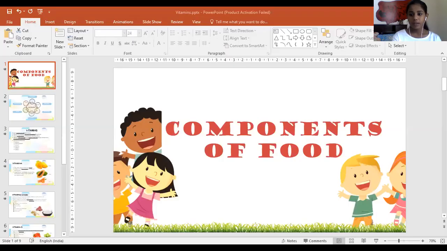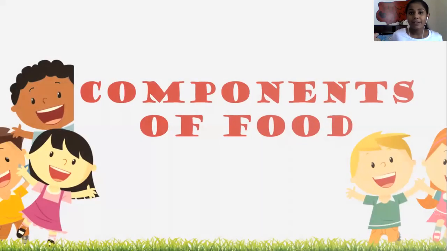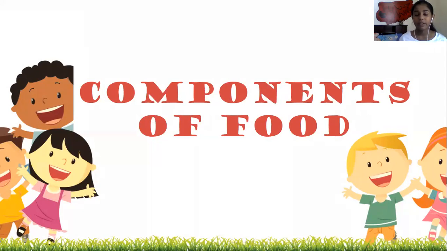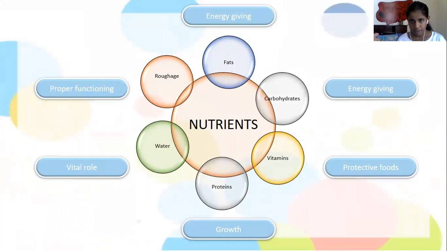Okay, so components of food. As children, we've always had our parents pester us to eat our greens and drink our milk every day. Well, there's a reason for all of that. As we know, our food comprises nutrients which are important for our body. These nutrients are of types: fats, carbohydrates, vitamins, proteins, water, and roughage.